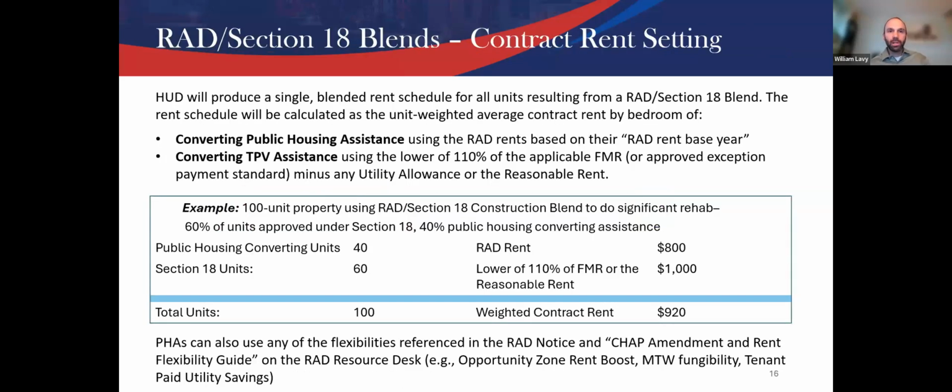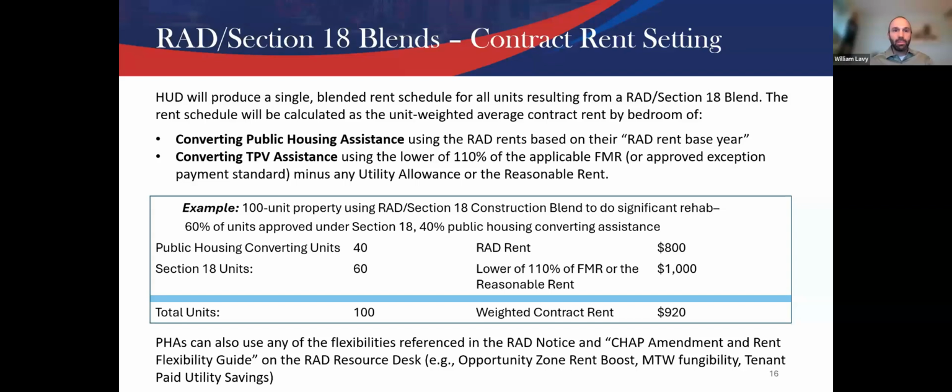So HUD would produce a single blended rent schedule for all units resulting from a blend. That'll be the weighted average of the converting public housing assistance. That's what we've known as the RAD rents that we publish every couple of years. We just published the 2024 RAD rents in December. So weighted average of those RAD rents and the converting TPV assistance, where we're using the lower of 110% of the applicable FMR or the reasonable rent, the lower of those two numbers.